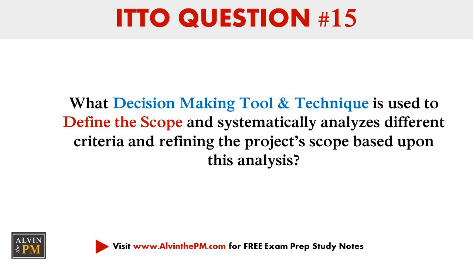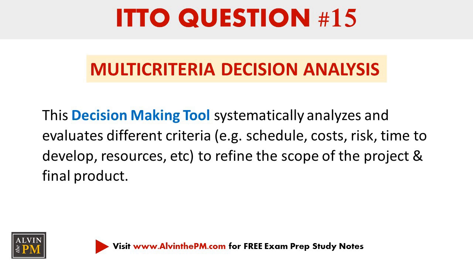What decision-making tool and technique is used to define the scope and systematically analyze different criteria and refine the project scope based upon this analysis? The correct answer is multi-criteria decision analysis. This decision-making tool systematically analyzes and evaluates different criteria. So for example, schedule, cost, risk, resources, etc., to refine the scope of your project and the final product.